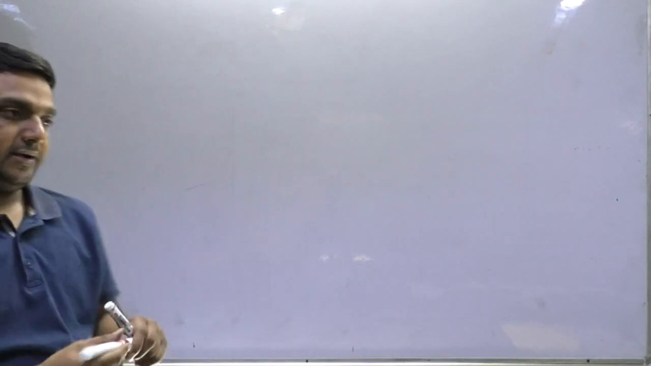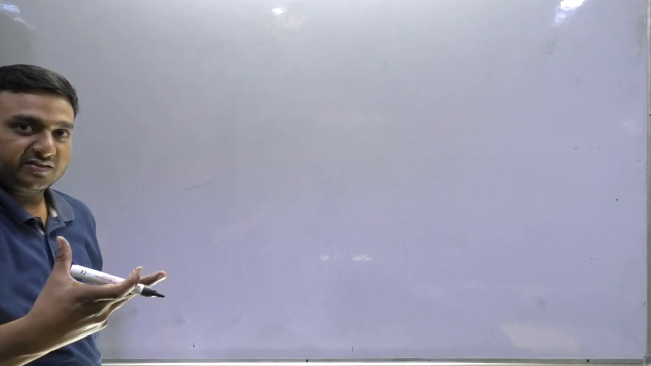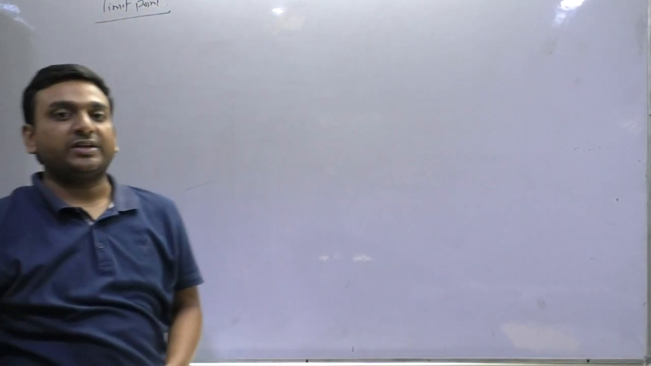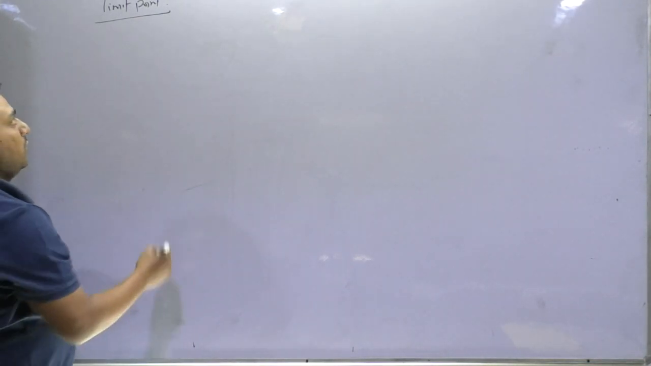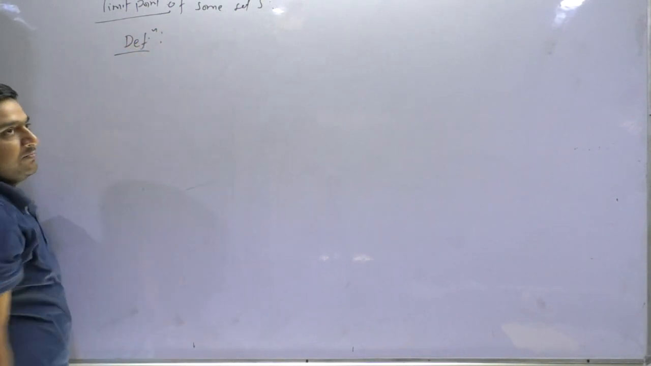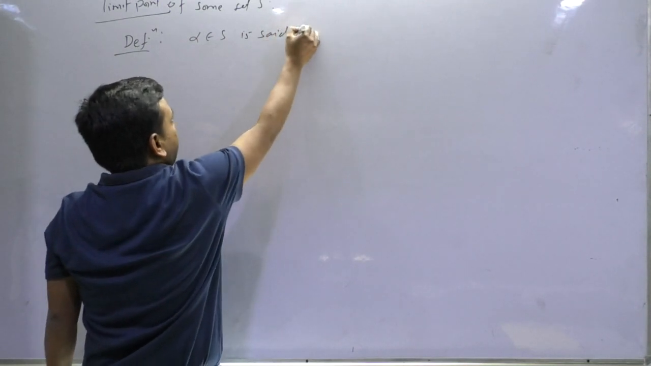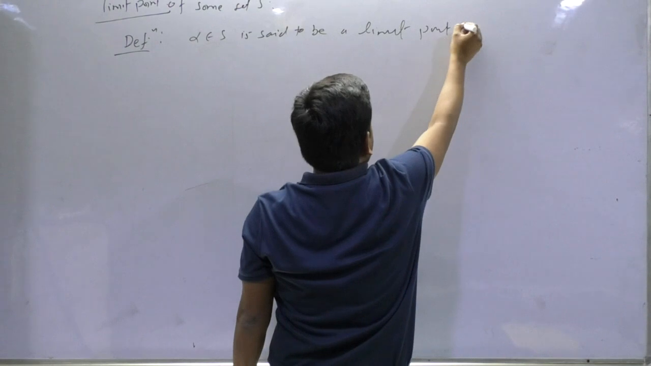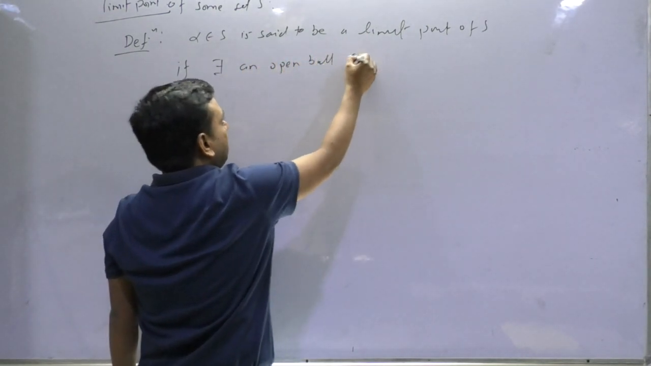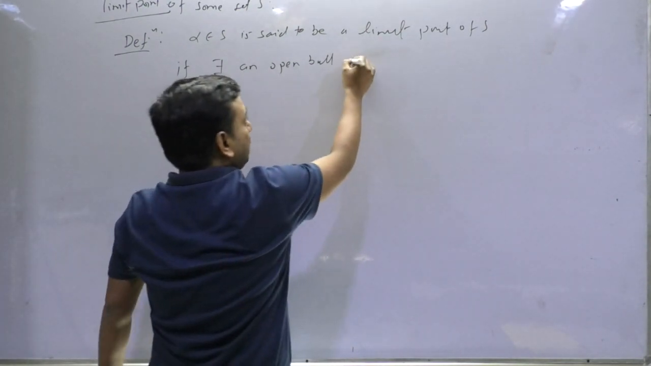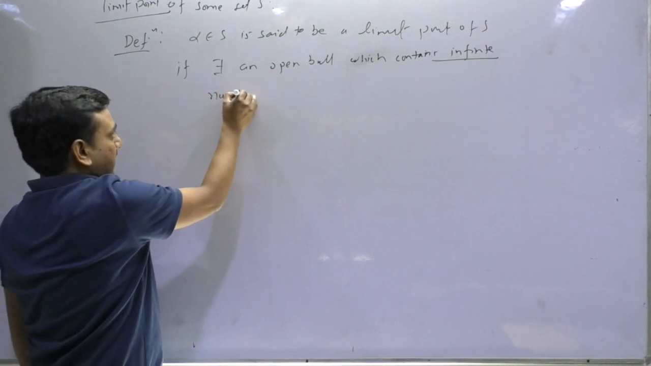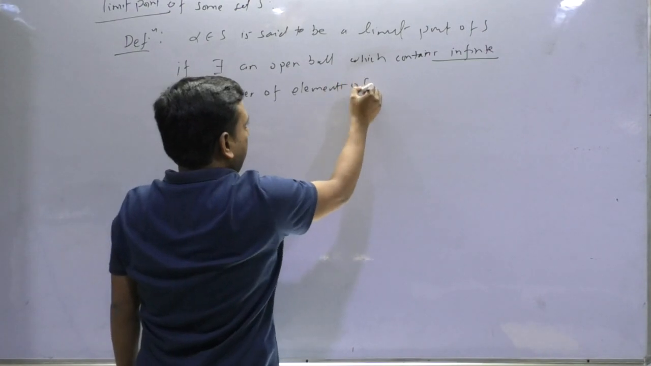Now things are fair. Interior point, open set, some theorems related to open sets, fine. Now I am moving on to limit point. Now things are easy, because it's always a tedious process to make the concept clear. Limit point of some set S. So again, the definition part. Alpha belonging to the set is said to be a limit point of S if there exists an open ball which contains, please focus here, which contains infinite number of elements of S.